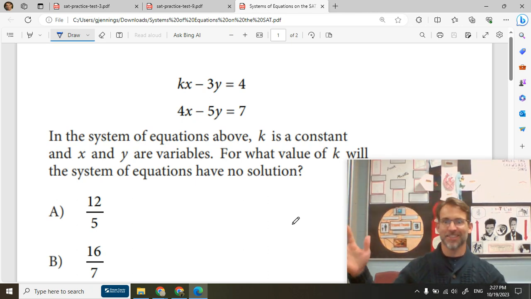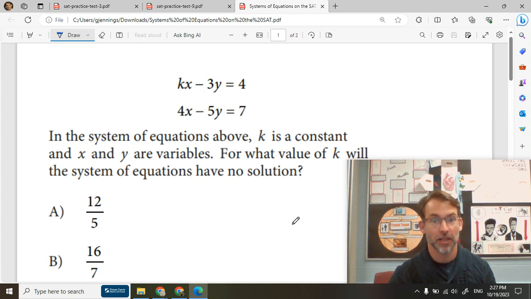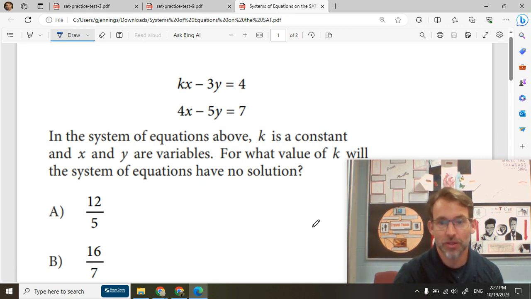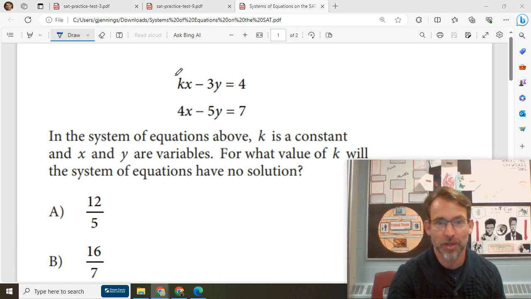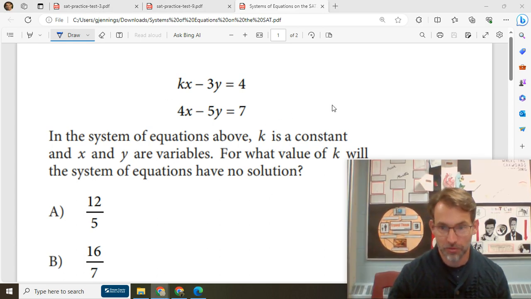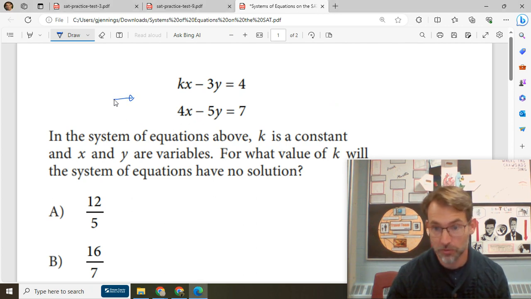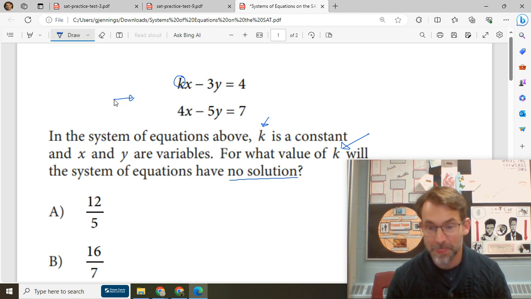It's Grant, the SAT genie, and I'm coming out of my lab today to address systems of equations on the SAT. These are questions that look like the one we have here, where we have a system of equations or a series of equations. Here we have two equations, and we've been asked to find this magic number k. K is a constant, and for what value of k would make this system have no solutions?